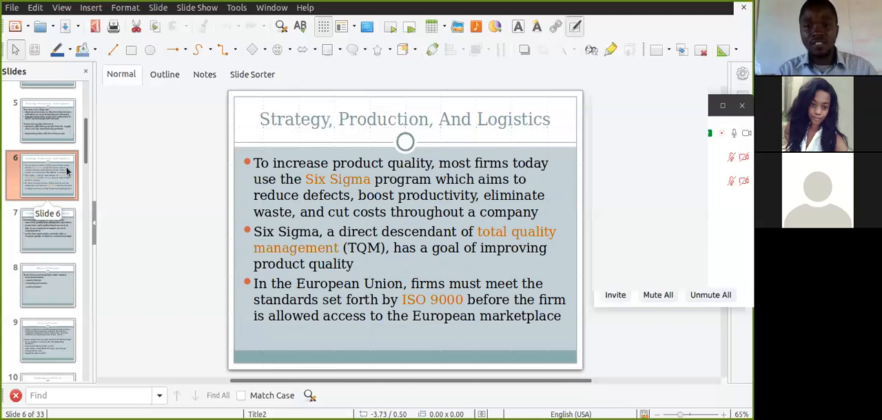Six Sigma is a direct descendant of total quality management. So all these are techniques of making sure that there's quality control. And we see that the end result of all these processes is to ensure that there's improvement in product quality. So, for example, in the European Union, firms must meet the standards set forth by ISO 9000 before the firm is allowed to access the European market.